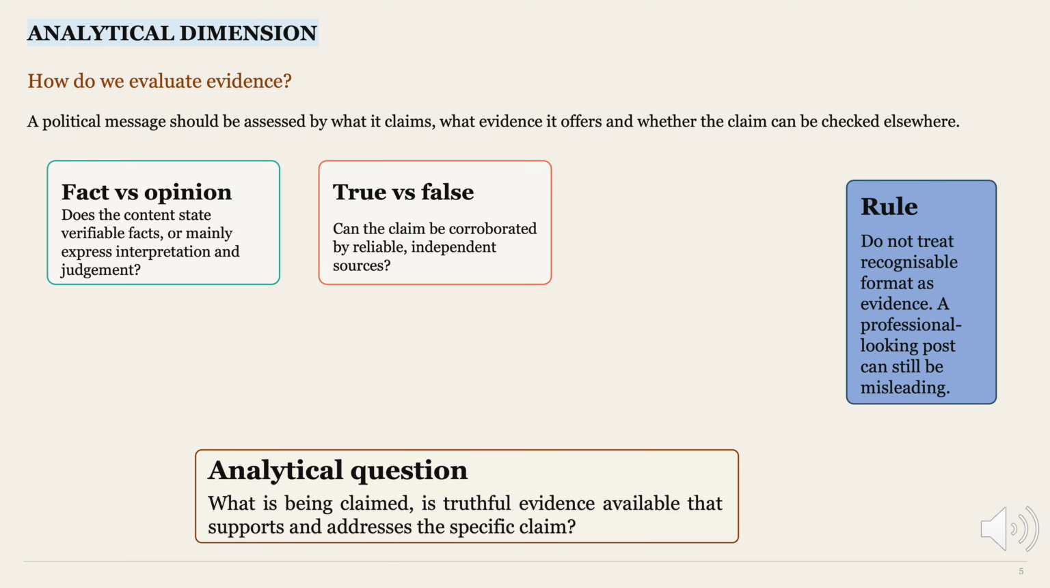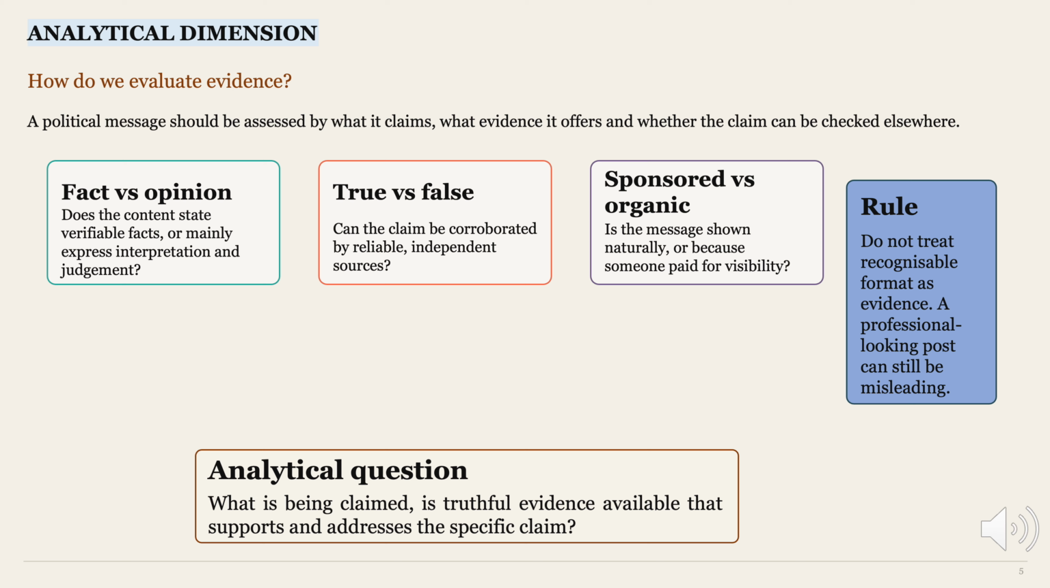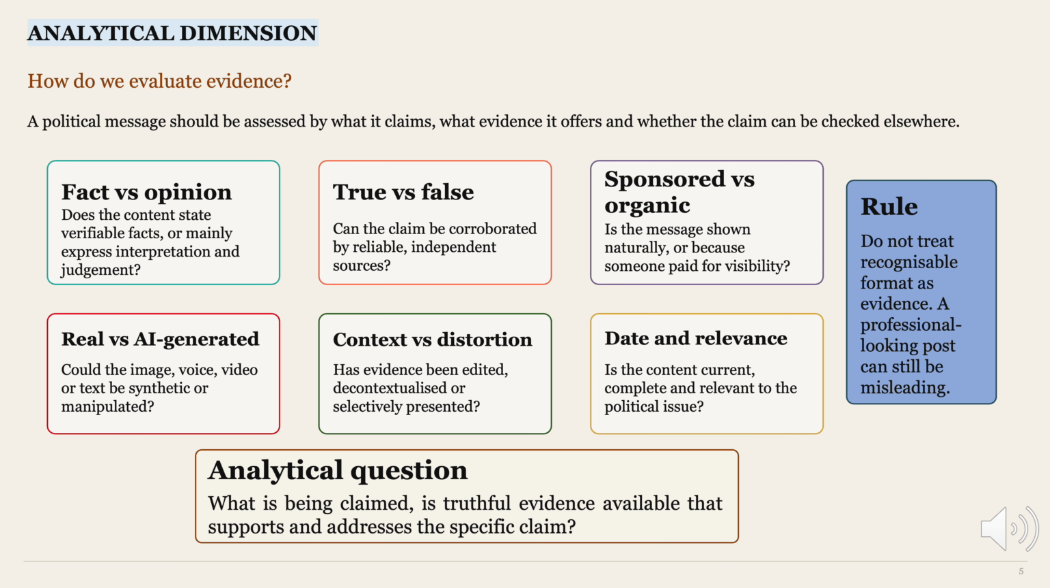Second, users should ask whether the claim is true or false. Can it be confirmed by reliable and independent sources? Third, users should notice whether the message is sponsored or organic. If someone paid for visibility, the message may have a persuasive or strategic purpose. Users should also check whether the content is real or AI generated, whether evidence has been taken out of context, and if the information is correct and relevant.